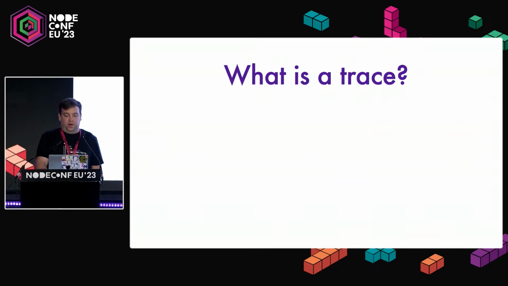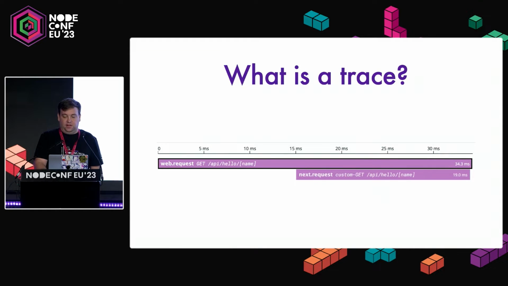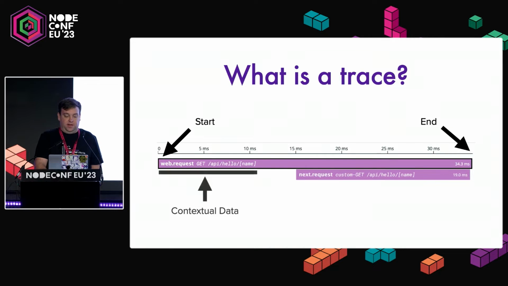So first of all, what is a trace? It's a collection of spans. Each span has a start and an end time, and some contextual data describing what the span was for. In this case, there's a web request. It's making a GET request to some API route. And spans can also have any number of child spans. That describes a relation, like the next request was caused by the web request.